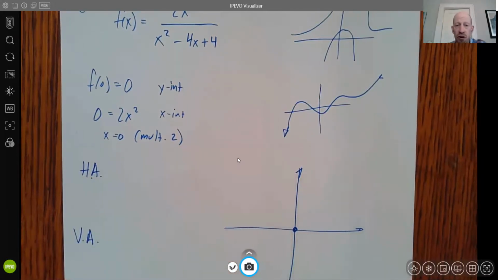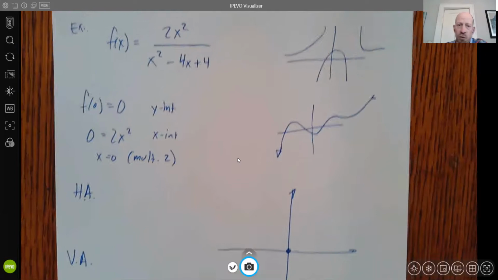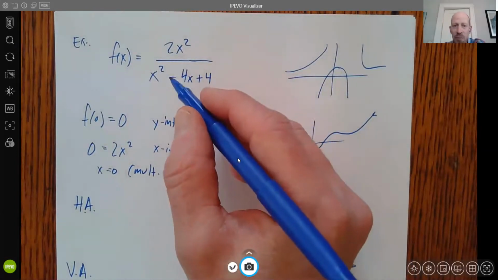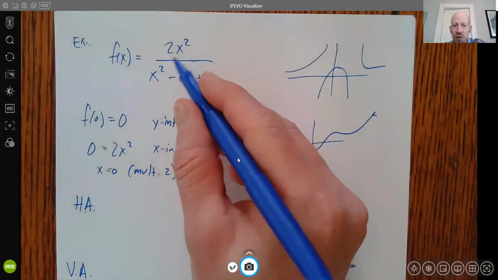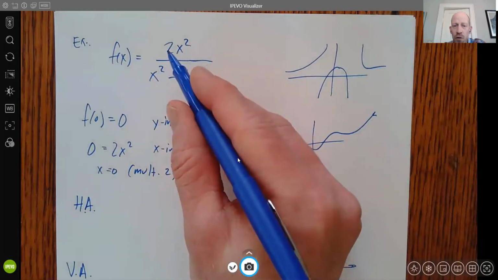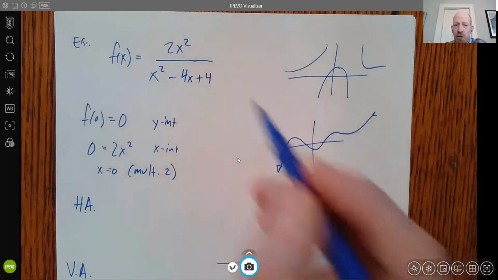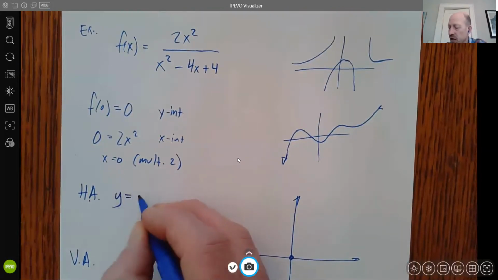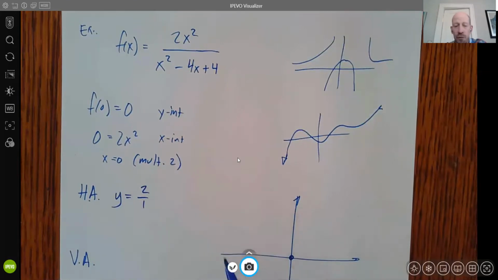The other critical parts for us are the horizontal asymptote and the vertical asymptote. Horizontal asymptote, that's that separate page I did. These have the same degree, so the horizontal asymptote is going to be 2, but remember it is a function, it's a line. So y equals 2 over 1, or 2.